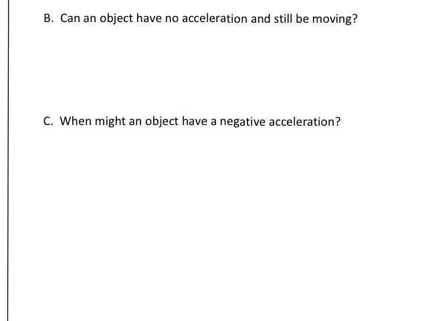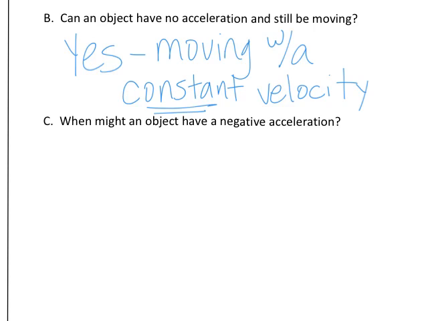Can an object have no acceleration and still be moving? So think about what that means. If an object does not accelerate, that means it's not speeding up and it's also not slowing down. So can an object still move but not accelerate? The answer to that is yes. An object can move with a constant velocity, so it's still moving, it's just not speeding up or slowing down, so we would say that it has no acceleration. It's very similar to having a cruise control on your car. You're still moving at the same velocity, you're just not speeding up or slowing down, so there's no acceleration.